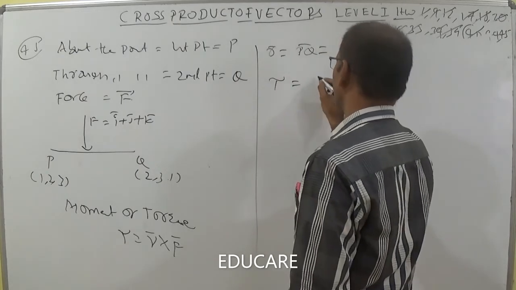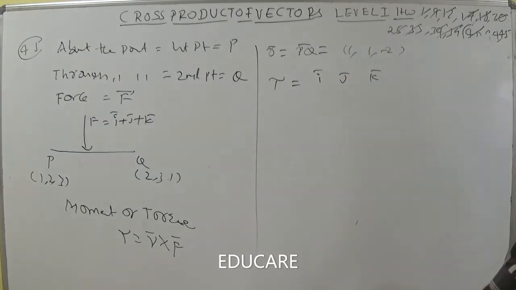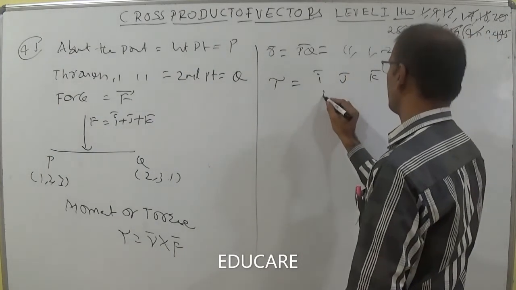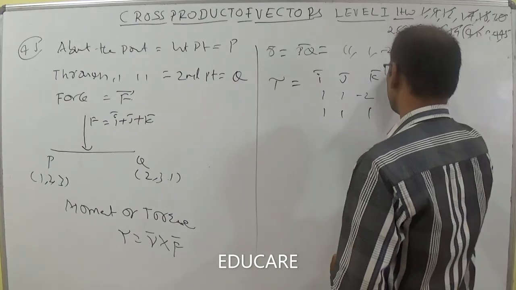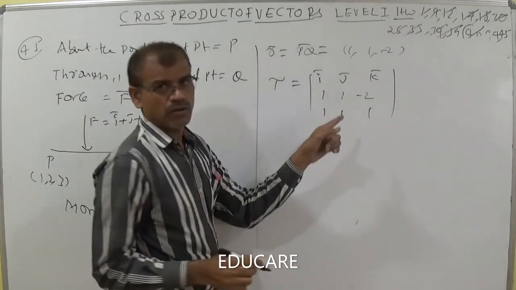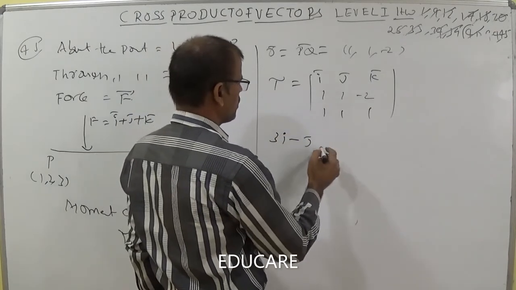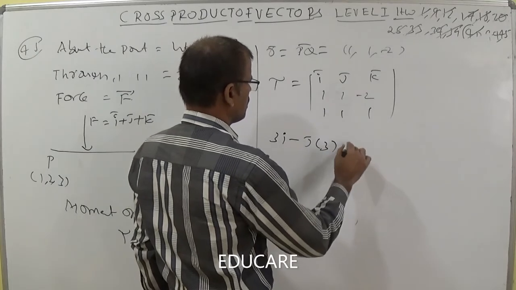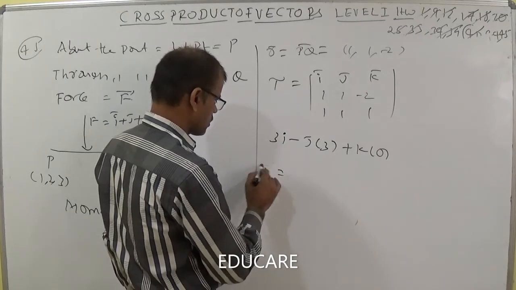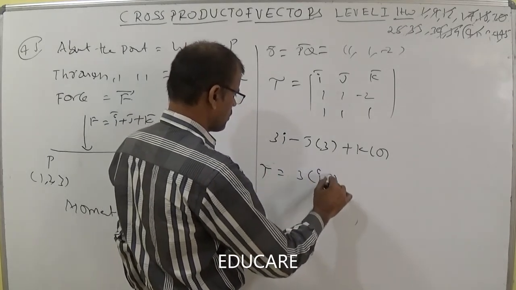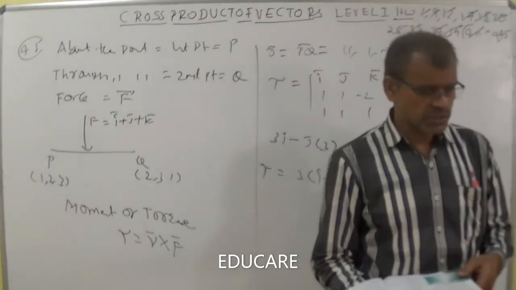Now torque tau I am writing using a determinant: I, J, K, and R bar is the displacement here 1, 1, minus 2, and force is given 1, 1, 1. So let us calculate: 1 minus of minus 2 plus 2. So 3I minus J into 1 plus 2, this is also 3, and plus K into 0, no need to write. So torque tau is equal to 3. If you take common, it becomes I minus J. So 3I minus 3J, the first option is given.